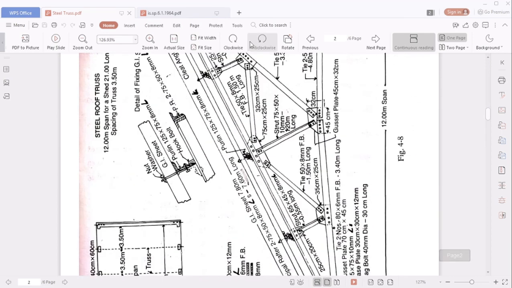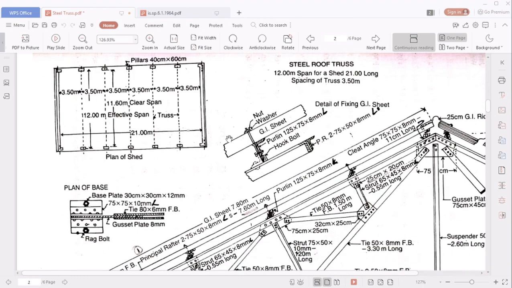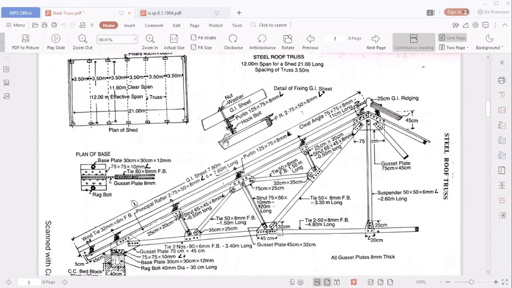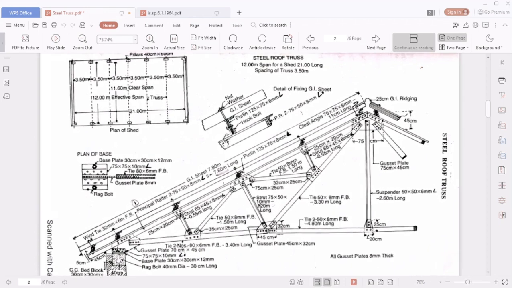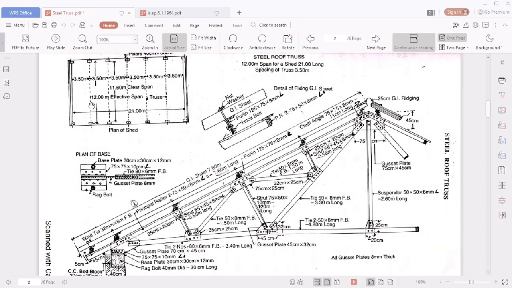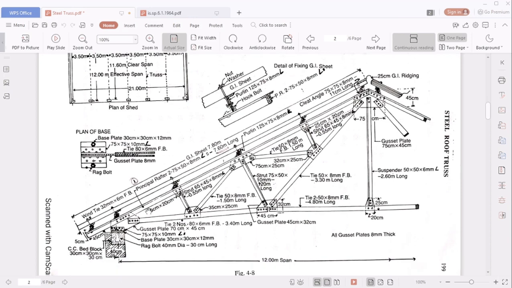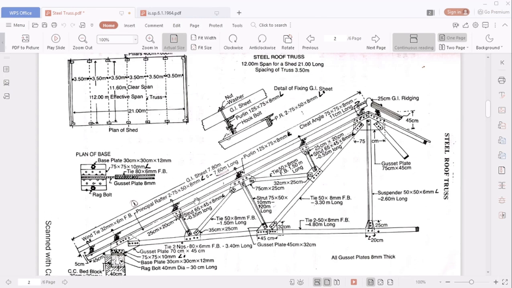So what is given here, we are given only the drawing. First we have to understand this drawing. So see the plan here. It is 21 meter, effective span is 21 meter. Then in the y-axis it is 12 meter effective span, and this principal rafter, what we are seeing here, this truss is half of this. I will show you.